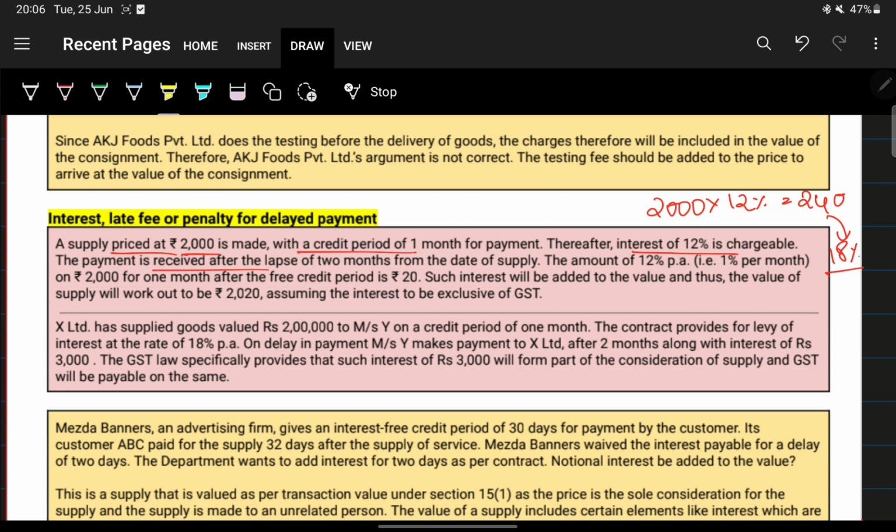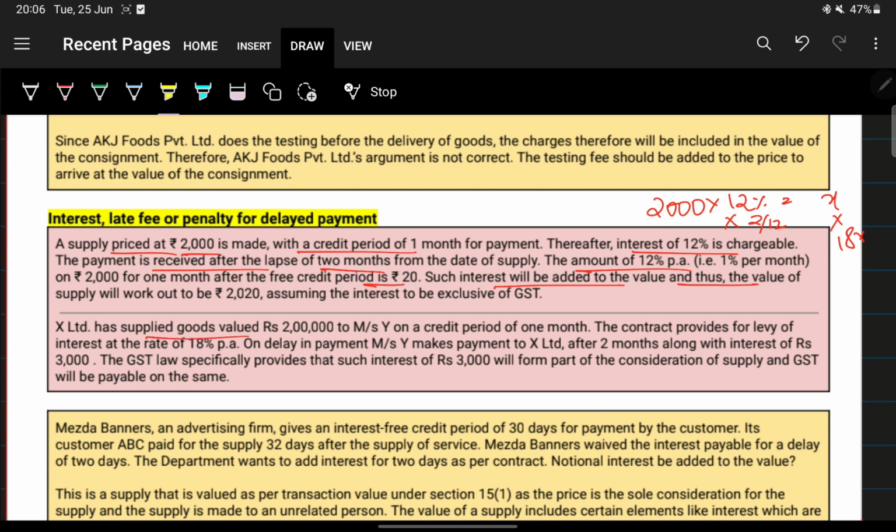The payment is received after the lapse of 2 months. So here again it is 12 into 2 by 12. Again this amount will reduce, you will get some X amount, that X into 18%. The amount of 12% one comes out to 20 rupees. Such interest will be added to the value. That we knew all that already, right?